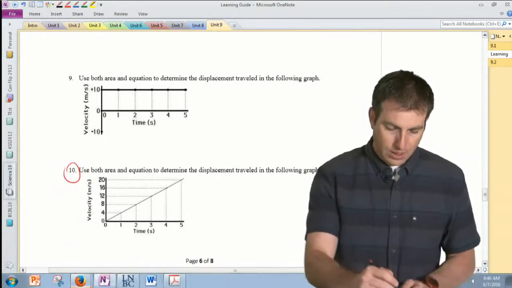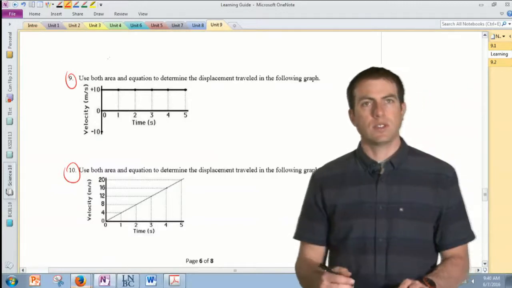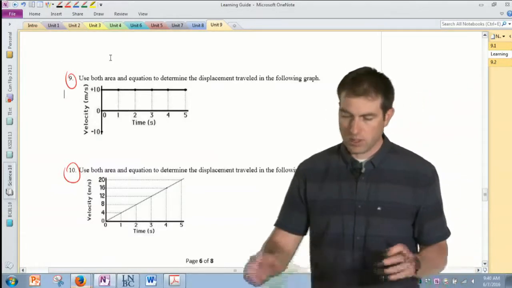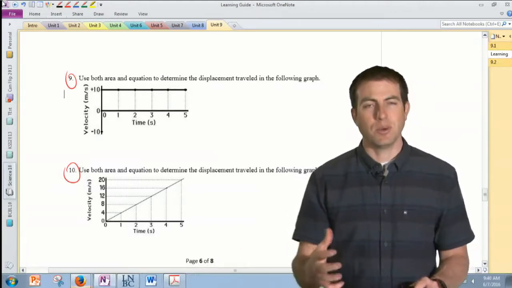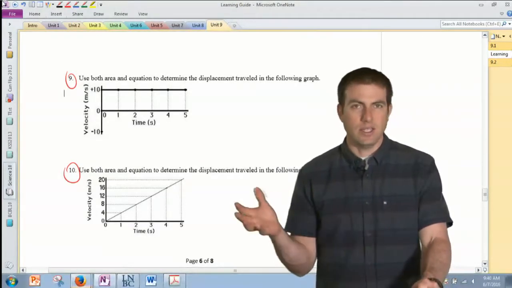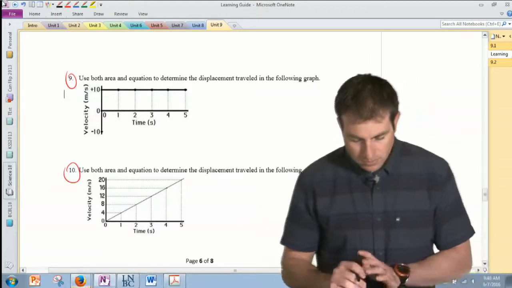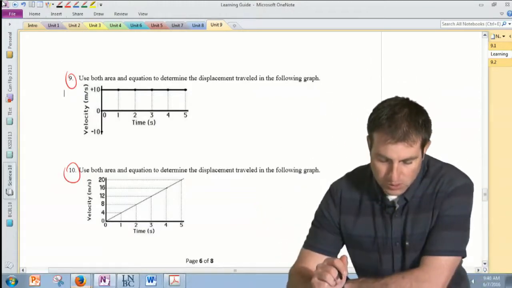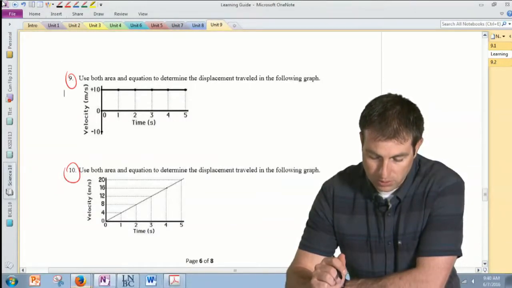Perfect. It's funny you guys should ask these questions. These are questions that I've never seen in Science 10. There's a lot of material in this physics unit, part of the learning guide, that isn't covered in Science 10, but it's here, so we might as well do it. Use both the area and equation to determine the displacement traveled in the following graph. All right.